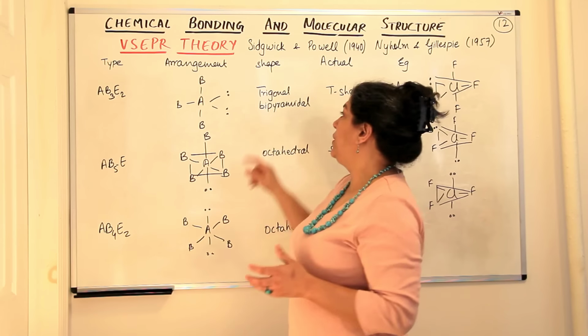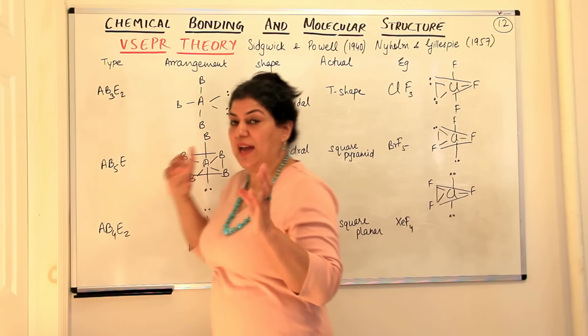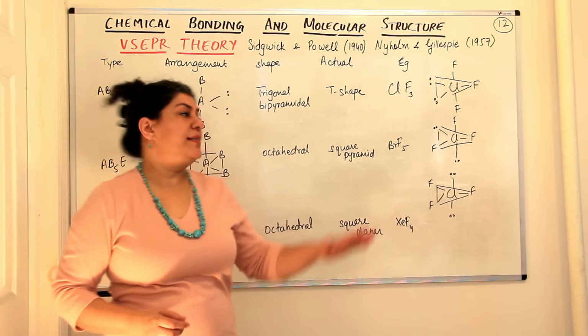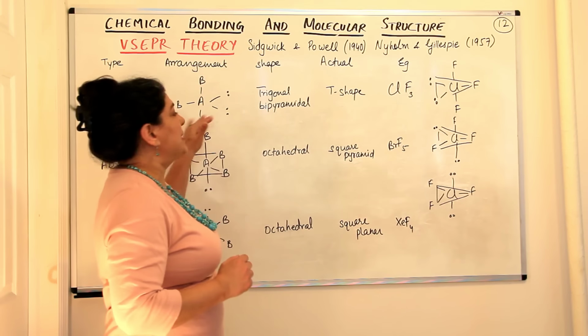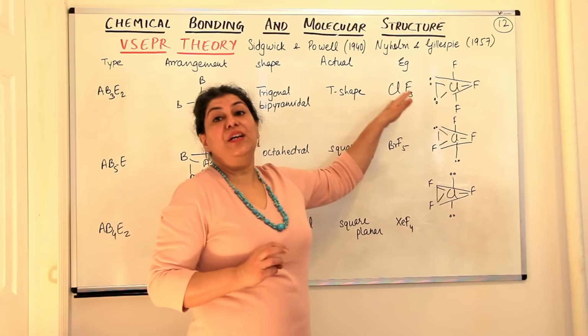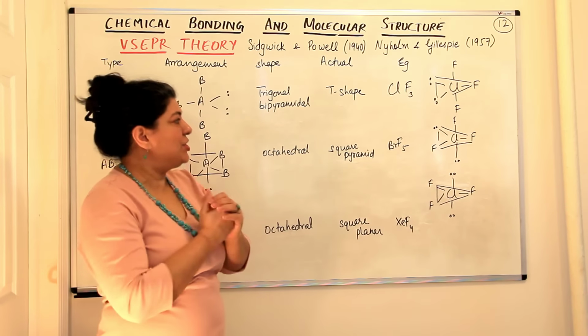So the actual molecule is in the shape of the alphabet T, and we say it has the T shape. An example of this kind of molecule is ClF3. Now the question is again, why did we choose both the lone pairs to be at the equatorial positions?